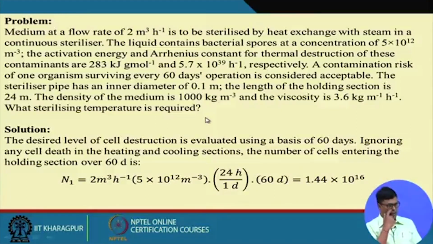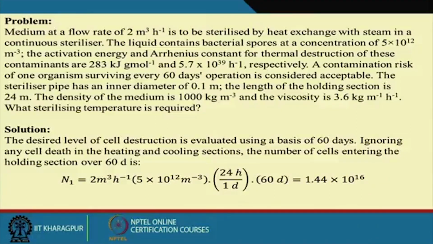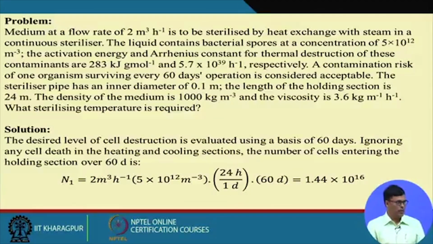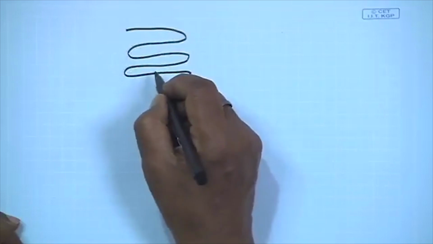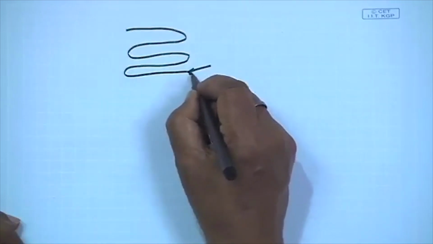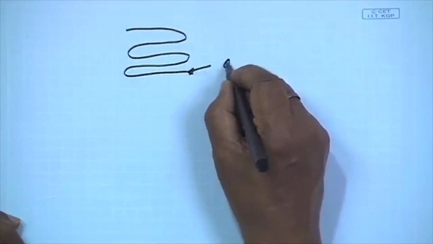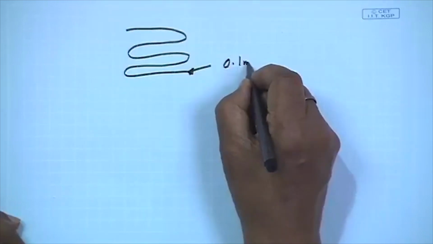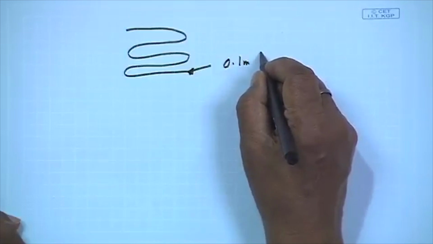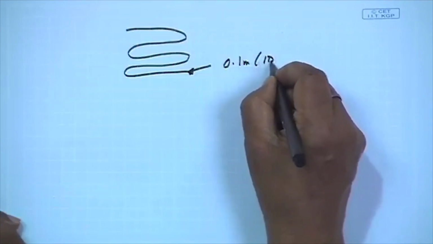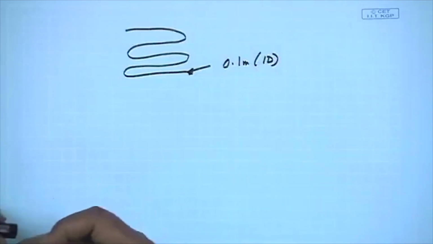I hope you understand this problem, because I suggest that we should have an understanding of this process, how it actually works in practice. So you can draw a sterilizer like this, and they have mentioned the inner diameter of the pipe, 0.1 meter. This is the inner diameter of the pipe, what I call ID.